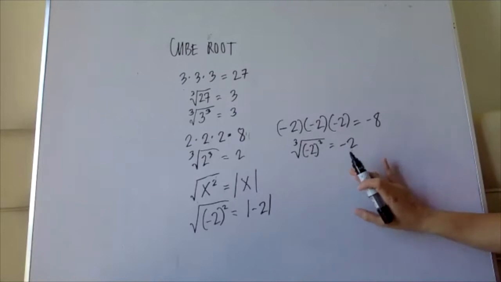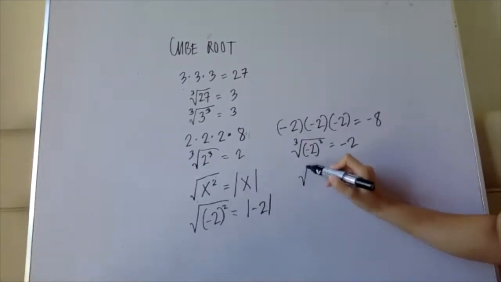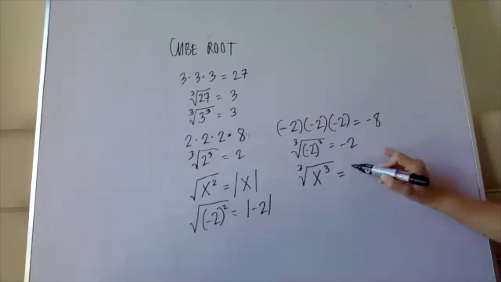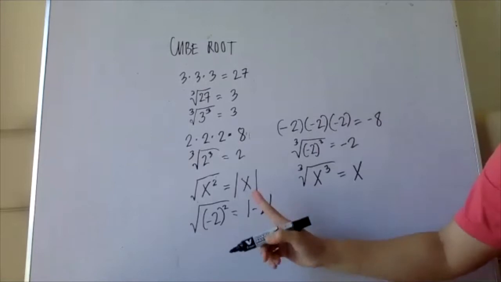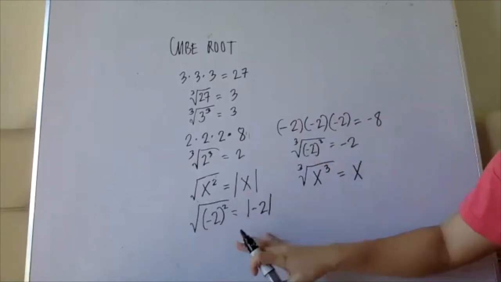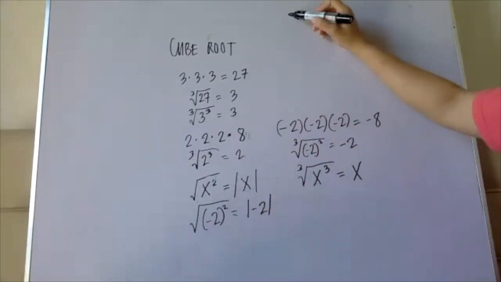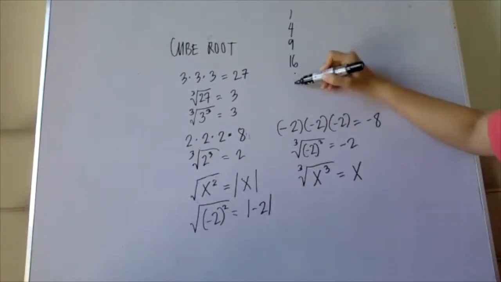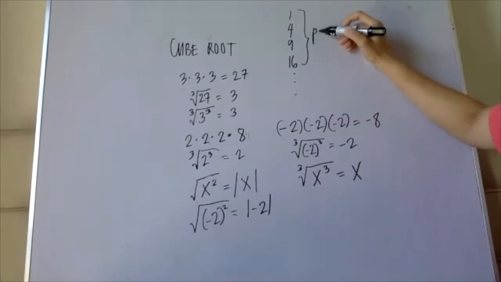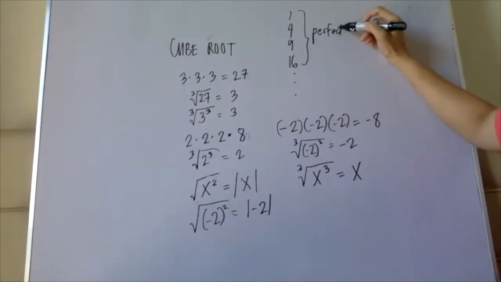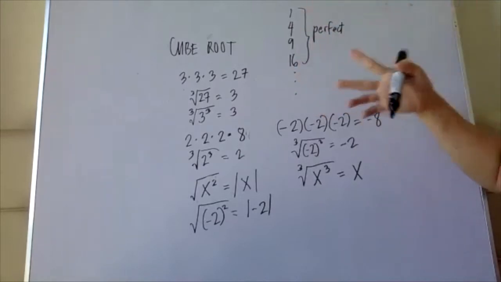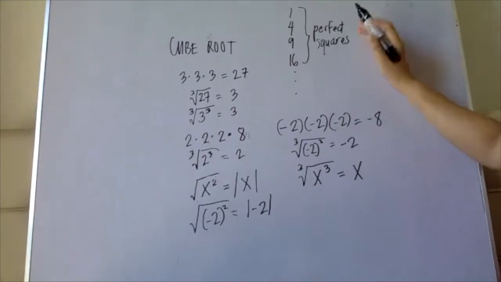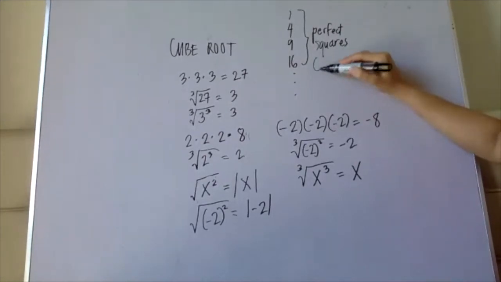Pero pagdating sa cube root natin, cube root x cube, ang sagot is always just x. Kasi unlike sa square root or sa squares natin, ano yung mga perfect squares natin? Diba we have 1, 4, 9, 16, and so on. Ito yung mga perfect squares natin. Yung mga negative counterparts ba ng integers na to, like negative 1, negative 4, negative 9, perfect squares ba sila? Hindi, di ba? So yung perfect squares natin are always positive.